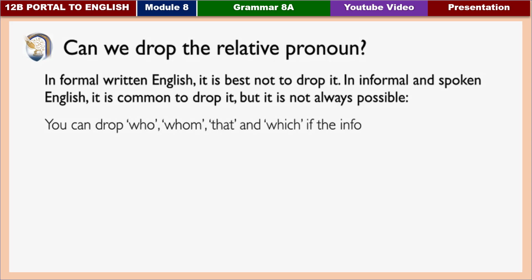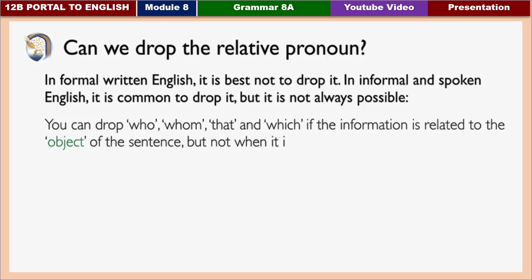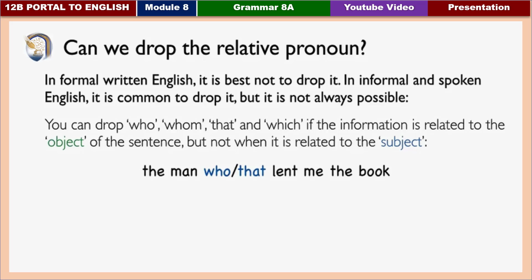You can drop who, whom, that, and which if the information is related to the object of the sentence, but not when it is related to the subject. For example, the man who or that lent me the book: the man is the subject of the verb lend. Therefore, you cannot drop the relative pronoun. In the sentence, the book which or that is called Peace, book is the subject of the verb is. Therefore, you cannot drop the relative pronoun.